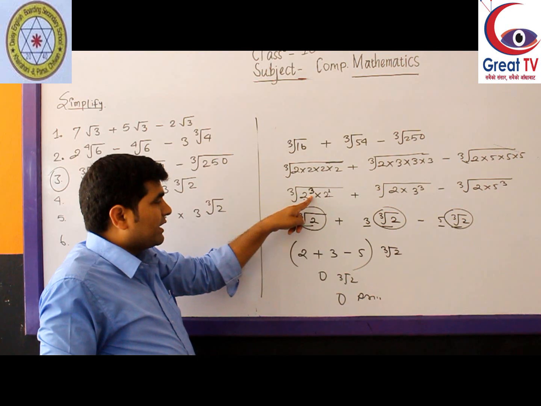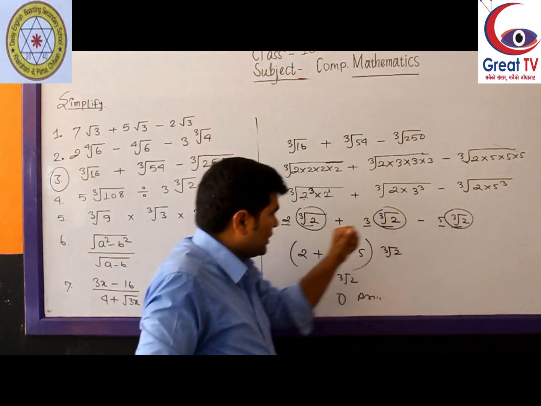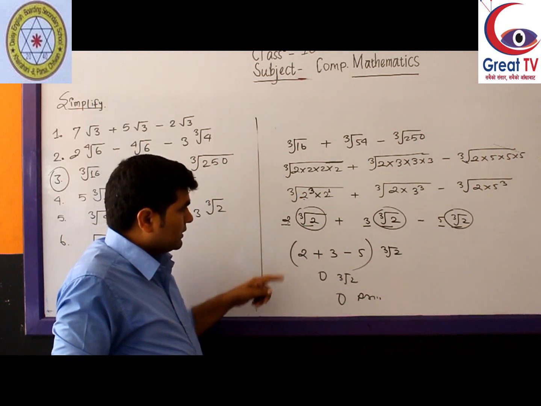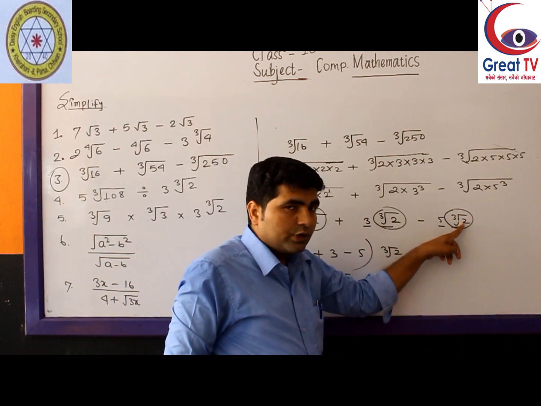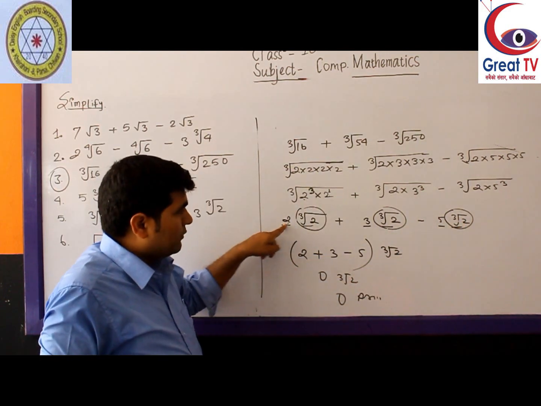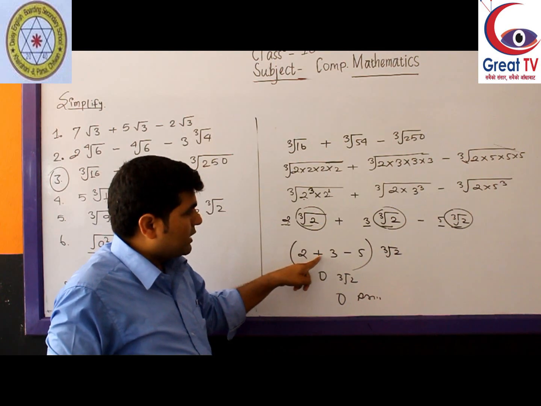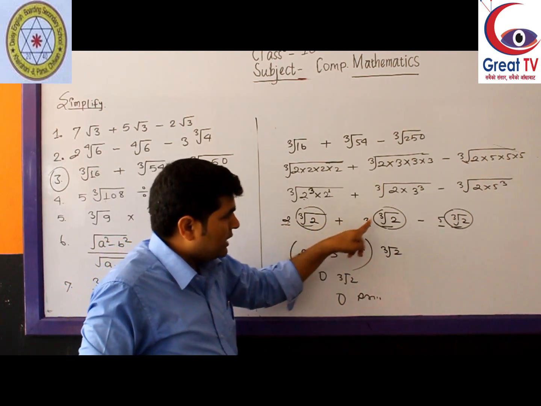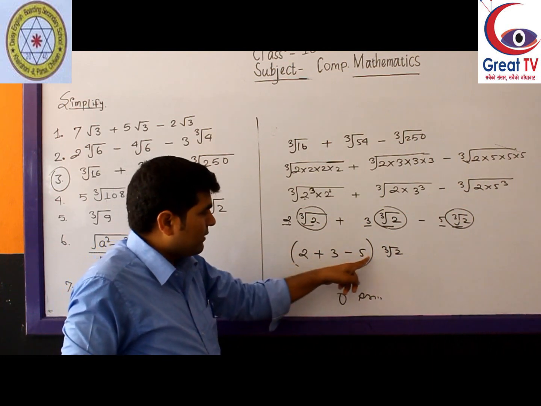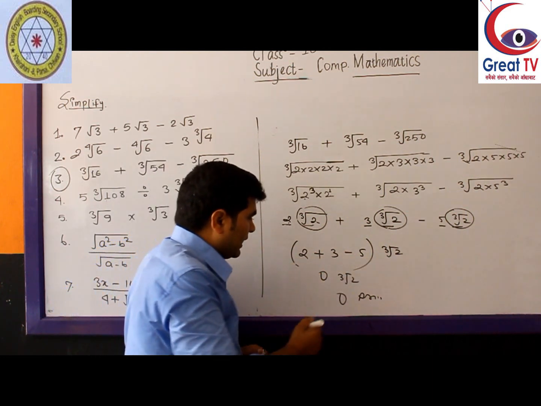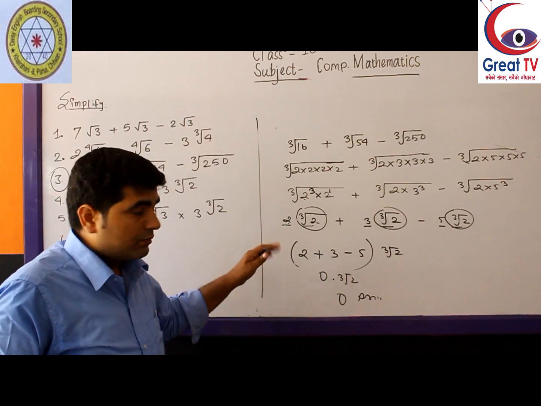We can take out of the radicand 2, from here 3, from here 5. Now remaining inside the radicand form, cube root under 2, here also cube root under 2, here also cube root under 2. Now the coefficient, or rational factor, of the surds is 2 plus 3 minus 5, times cube root 2. 2 plus 3 is 5, 5 minus 5 is 0, 0 multiplied by this is 0. This is the solution of this question.